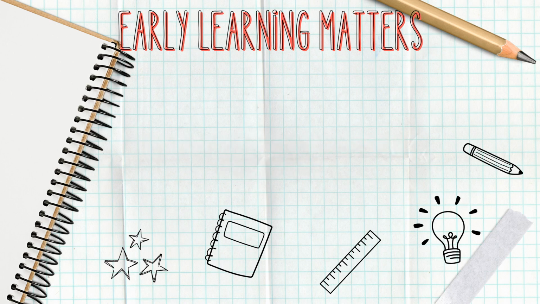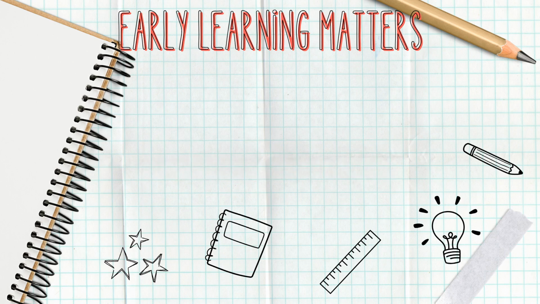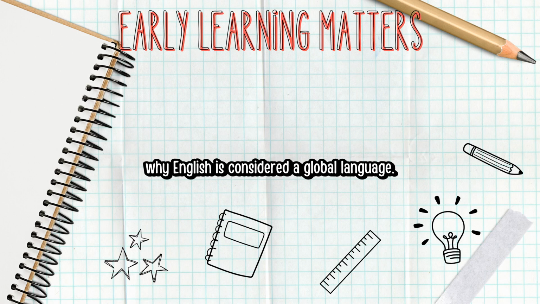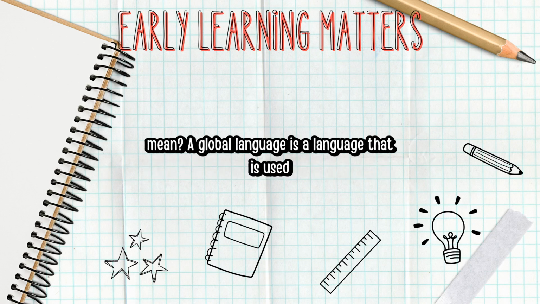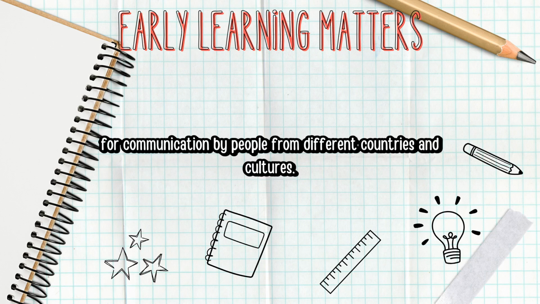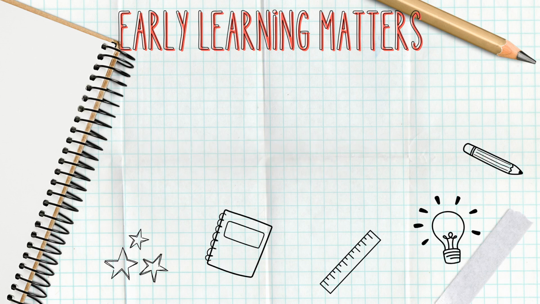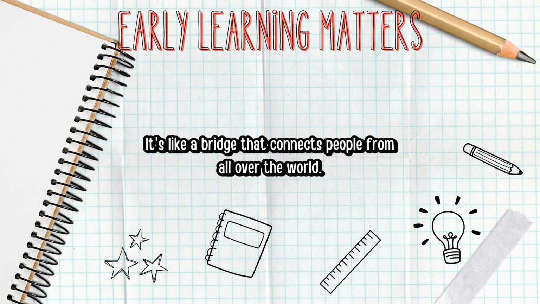Why English is a global language. Now that we understand the importance of learning English, let's talk about why English is considered a global language. But first, what does global language really mean? A global language is a language that is used for communication by people from different countries and cultures. It's a language that helps people who speak different native languages to understand each other. In simple words, it's like a bridge that connects people from all over the world.